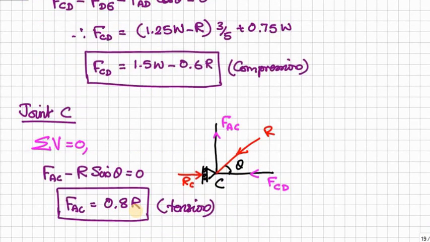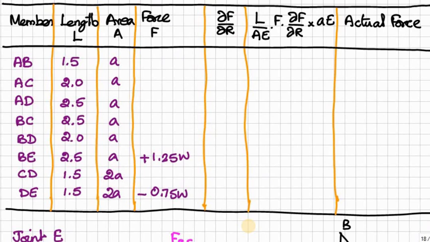Now consider joint C, that is support C. So sigma V is equal to 0, FAC minus R sin theta is equal to 0, therefore FAC is equal to 0.8 R. So now substitute all the values in the table.